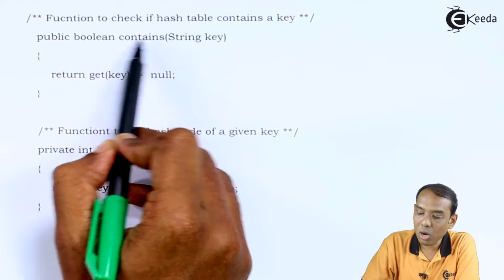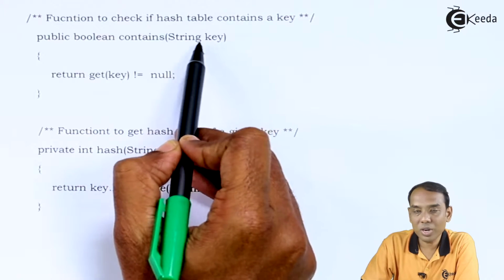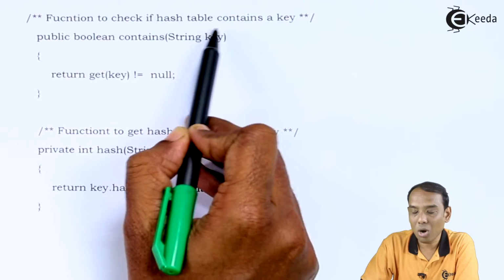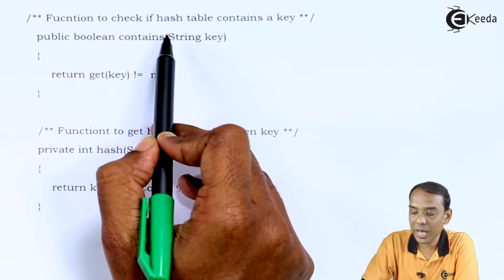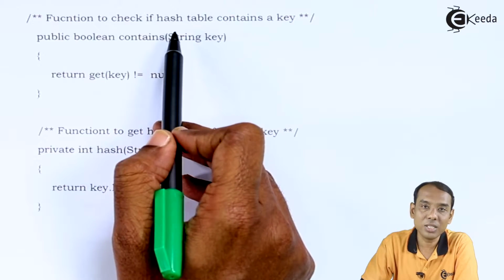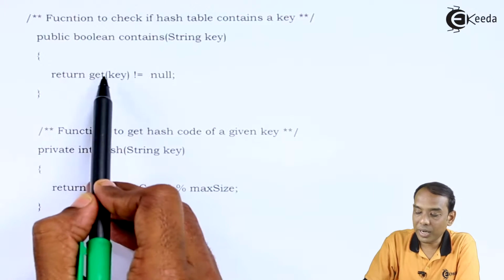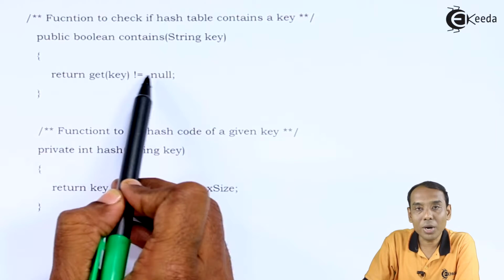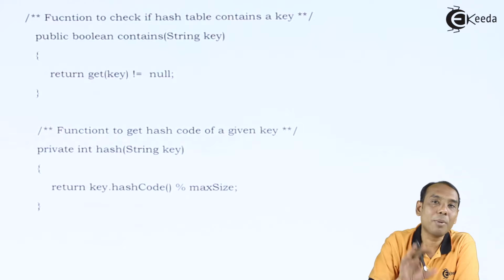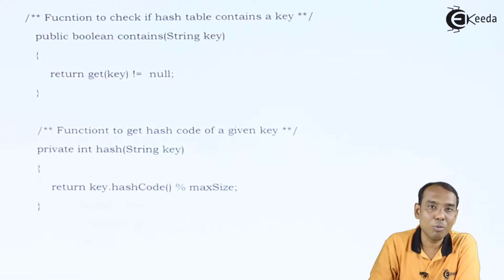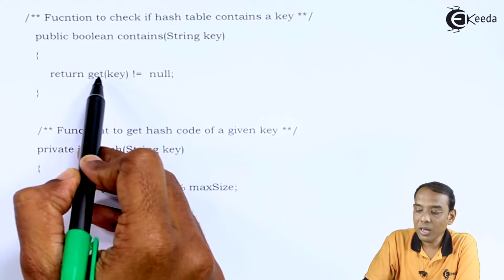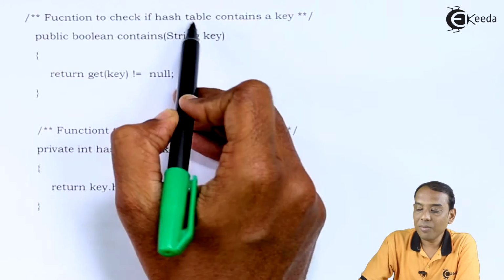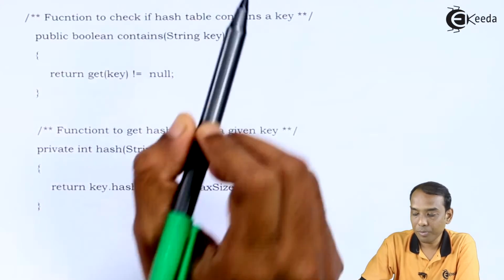I have defined a function called contains, in which I take the value from the user through the variable called key. Once this is taken, I will check whether the key is present or not. We write return get(key) not equal to null. Since this is not equal to null, it means there is some key present. That value of the key is returned. So we write return get(key) not equal to null if the hash table contains a key.